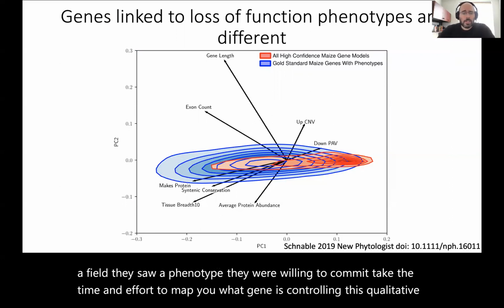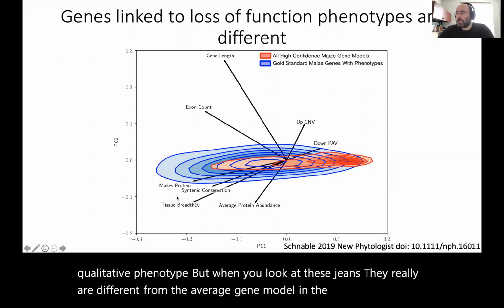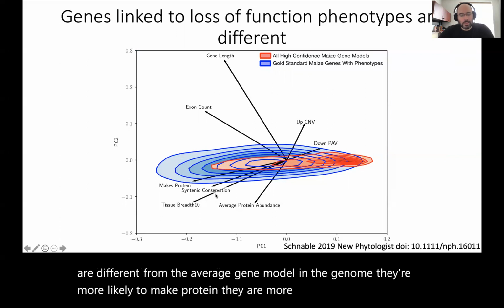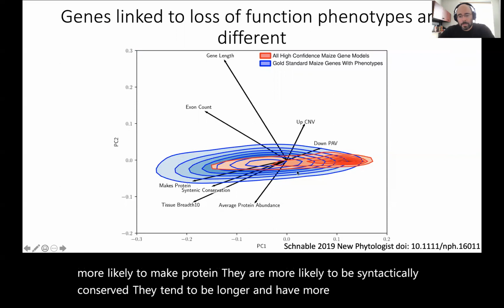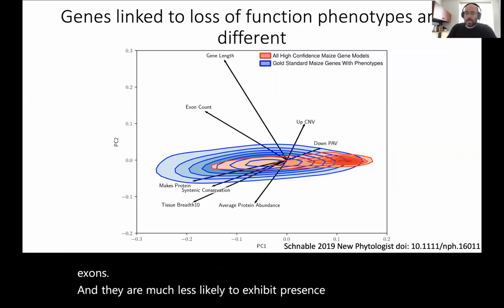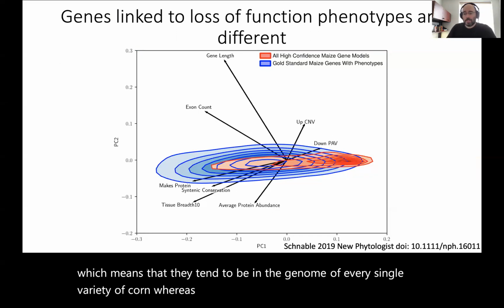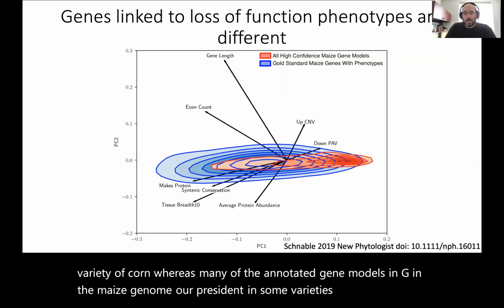But when you look at these genes, they really are different from the average gene model in the genome. They're more likely to make protein. They're more likely to be syntenically conserved. They tend to be longer and have more exons. And they are much less likely to exhibit presence-absence variation, which means that they tend to be in the genome of every single variety of corn, whereas many of the annotated gene models in the maize genome are present in some varieties of corn and missing from others.